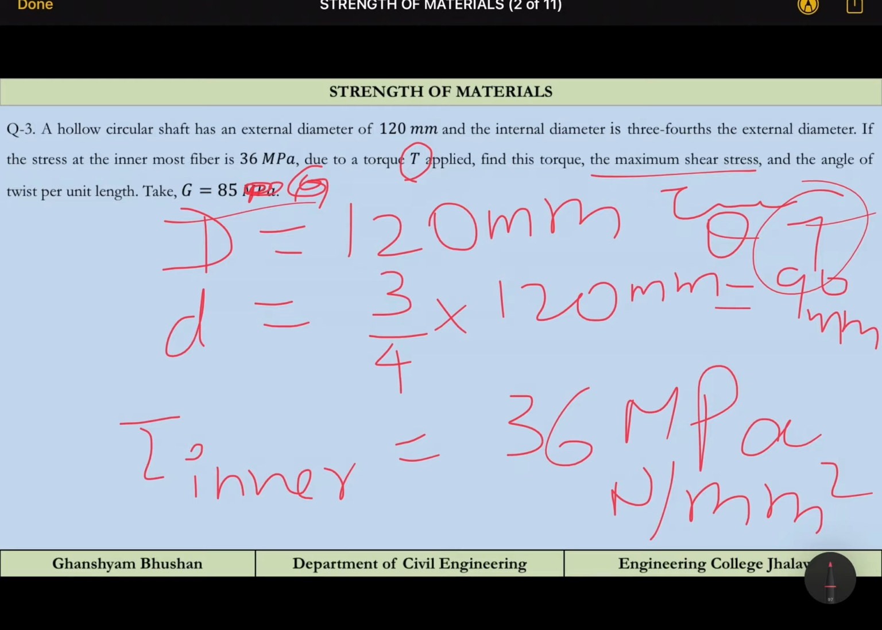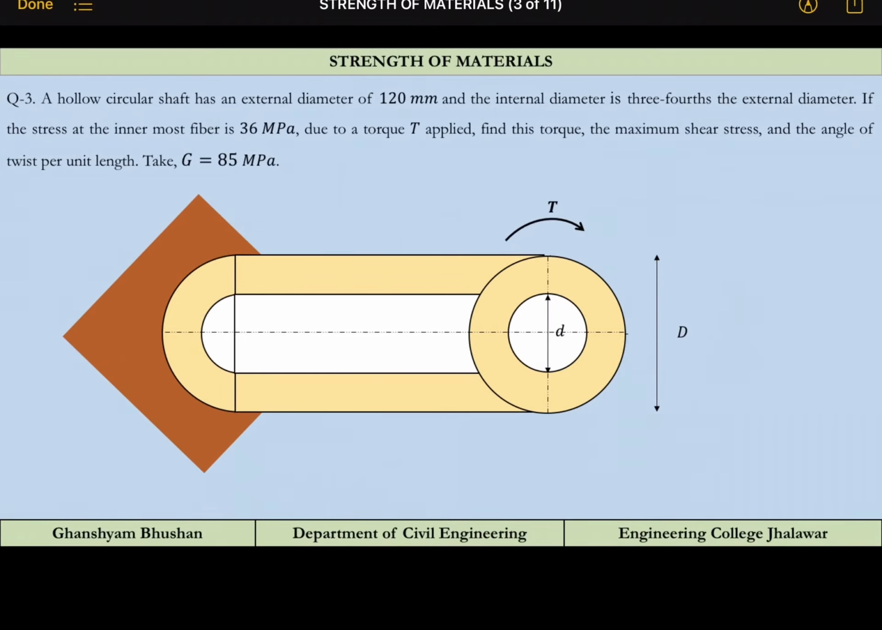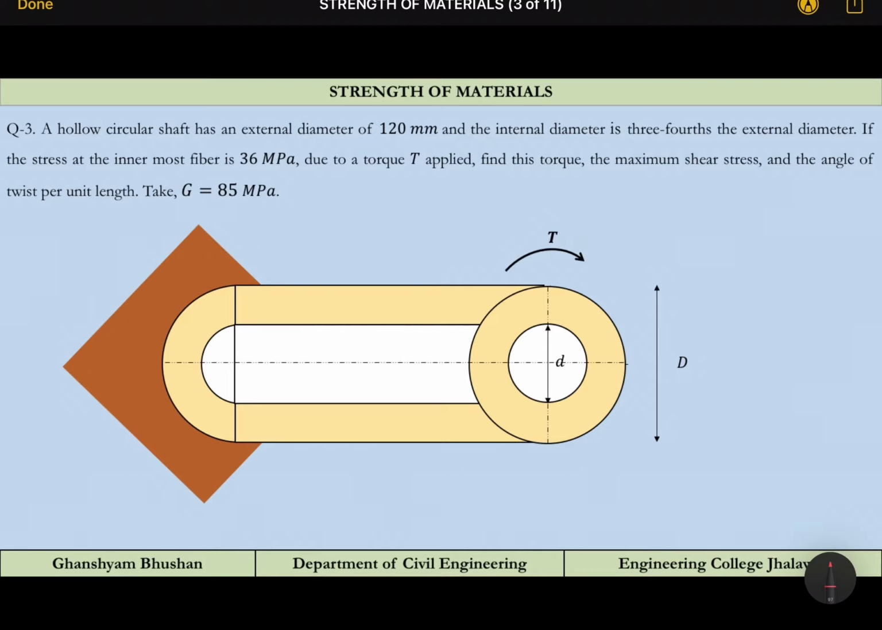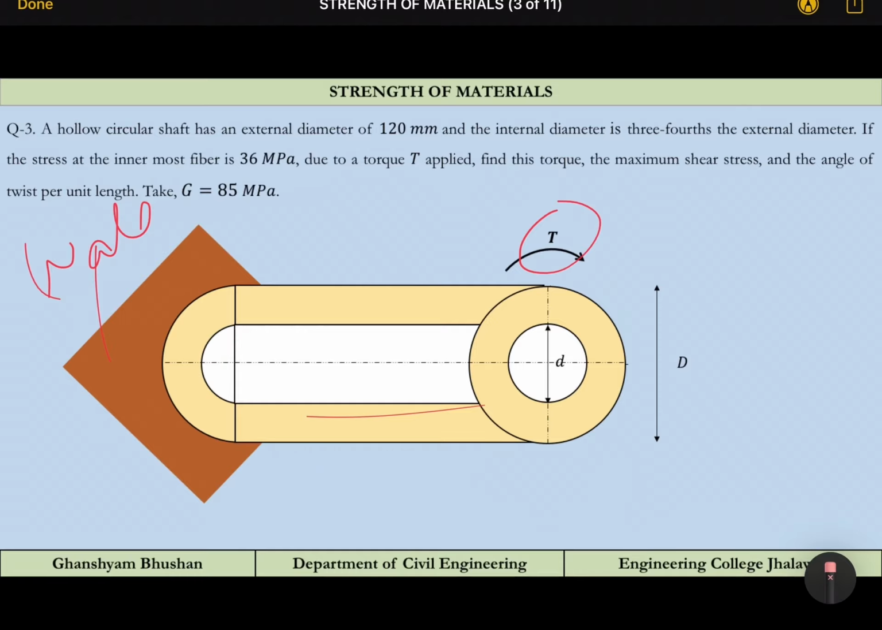First try to draw the given condition. This is the solid wall on which the shaft has been fixed. This is the shaft, and this is the hollow portion. You can see this is hollow, nothing is there, only the yellow part is there. This is the externally applied torque, and the external and internal diameters are in this way. So we have to calculate this torque.